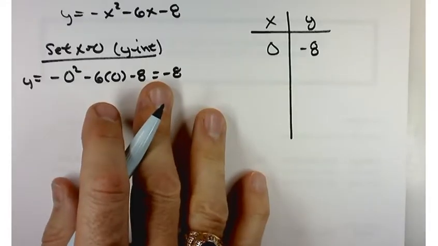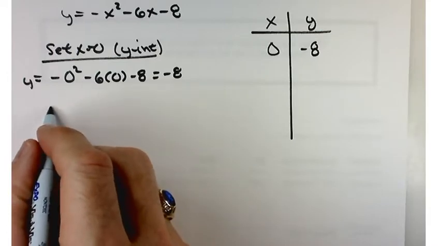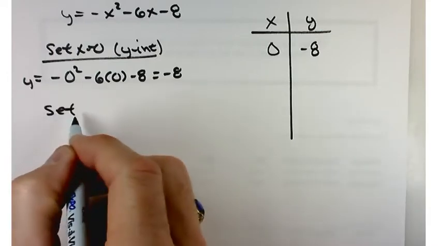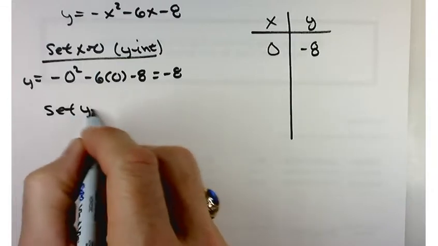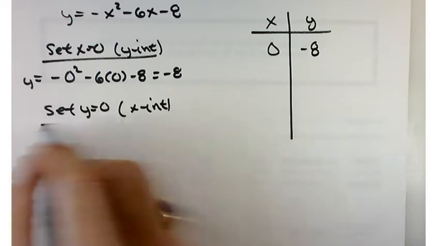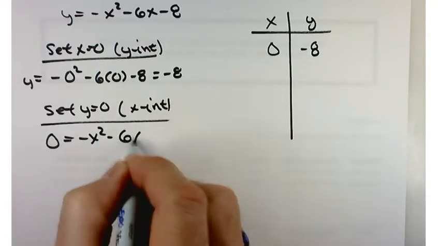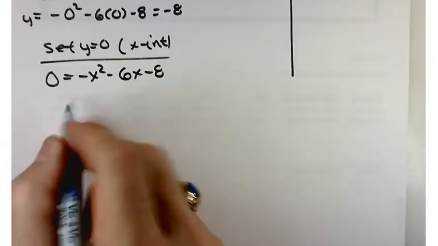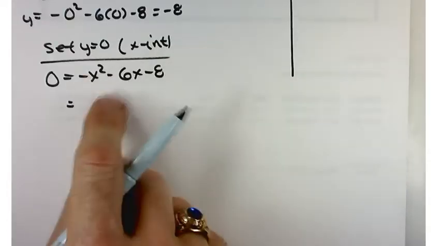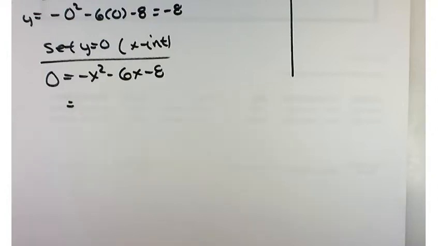How about the x-intercepts? What do I have to do to find the x-intercepts? Set y equal to 0 to get the x-intercepts. So that's going to be 0 equals -x squared minus 6x minus 8. What would you do here? This is your problem. You're faced with it on exam. How would you solve it?